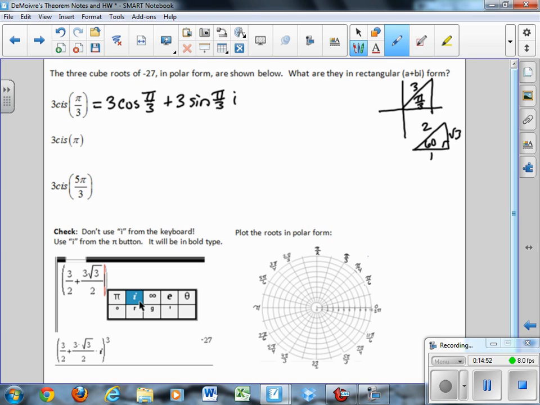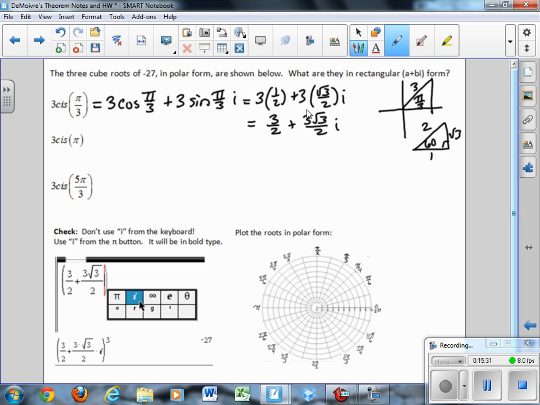I could actually calculate this without a calculator pretty easily, but I'll also show you on the calculator. So this is the same thing as saying 3 cosine of pi over 3, which is 1/2, plus 3 sine of pi over 3, which is square root of 3 over 2 i, or 3/2 plus 3 square root of 3 over 2 i. So this is what this number is. I'm saying this is one of the cube roots of negative 27. So let's do a little bit of work on the calculator and show you how you would do this part on the calculator.